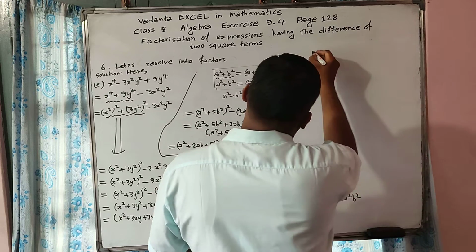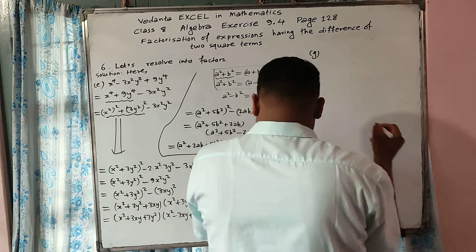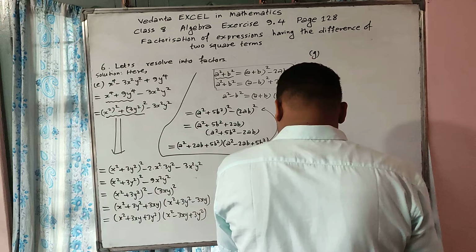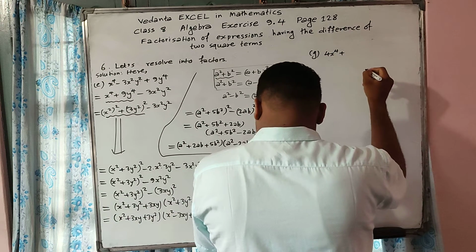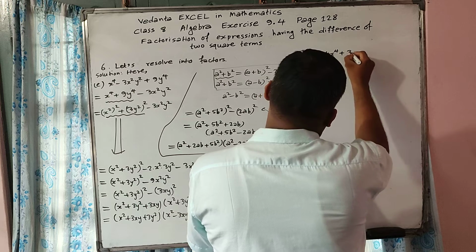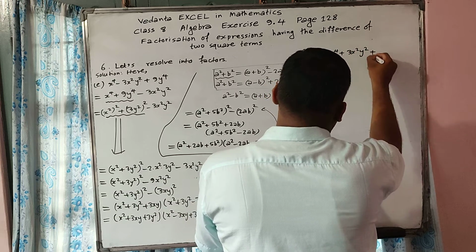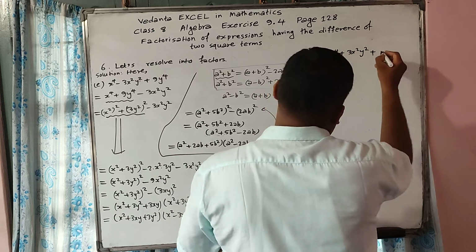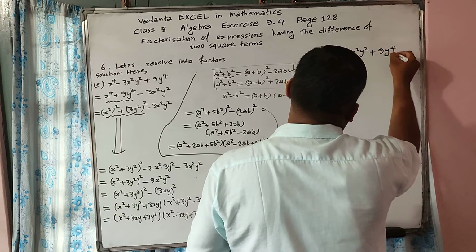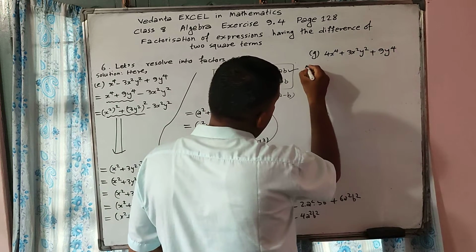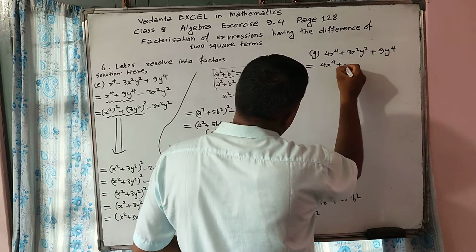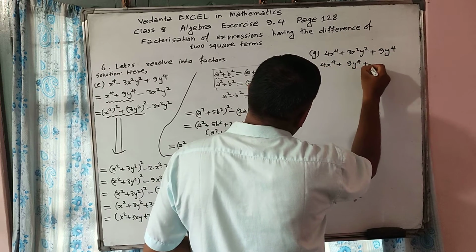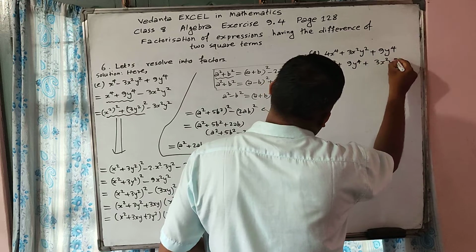For G. On G we have 4x to the power 4 plus 3x square y square plus 9y to the power 4. Putting degree 4 terms together, we get 4x to the power 4 plus 9y to the power 4 plus 3x square y square.